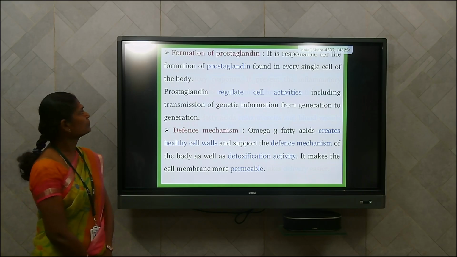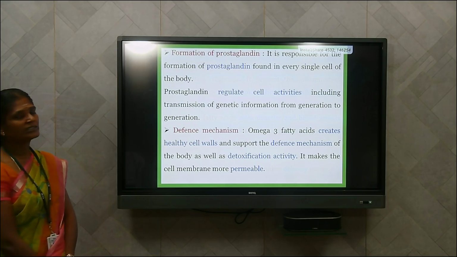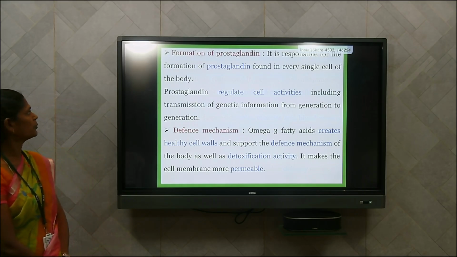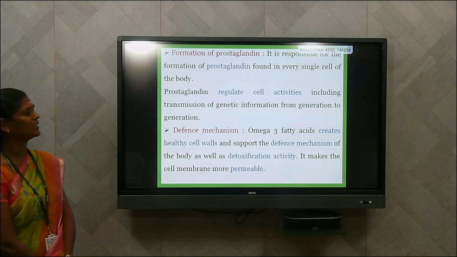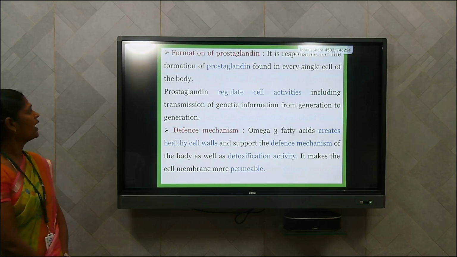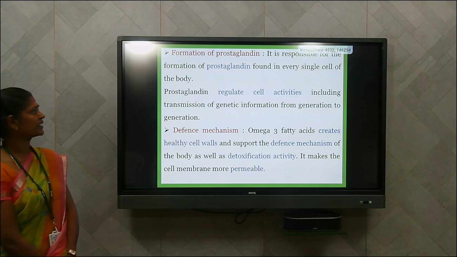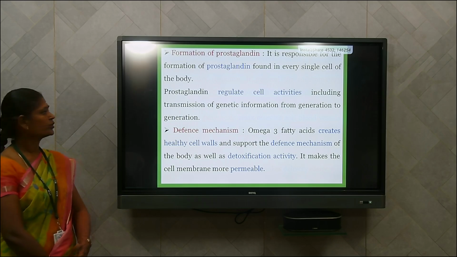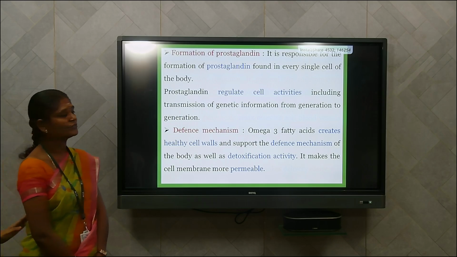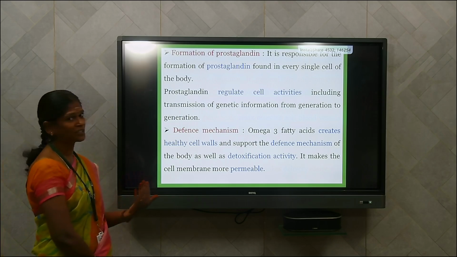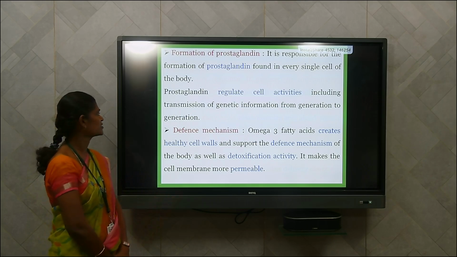Next, the formation of prostaglandin. Omega-3 fatty acid is responsible for the formation of prostaglandin, which is found in every single cell of the body. This prostaglandin helps to regulate cell activities, including the transmission of genetic information from generation to generation, so it is also essential for this.